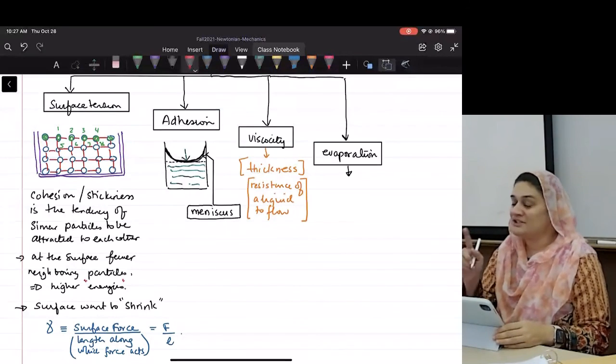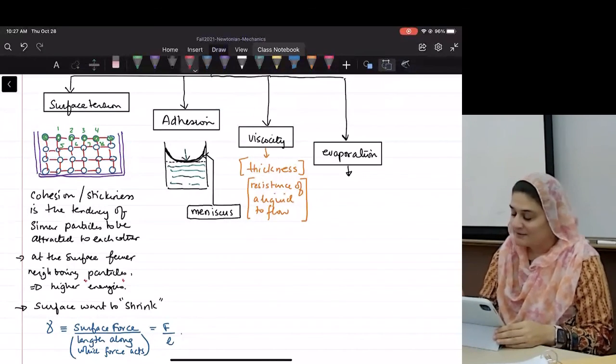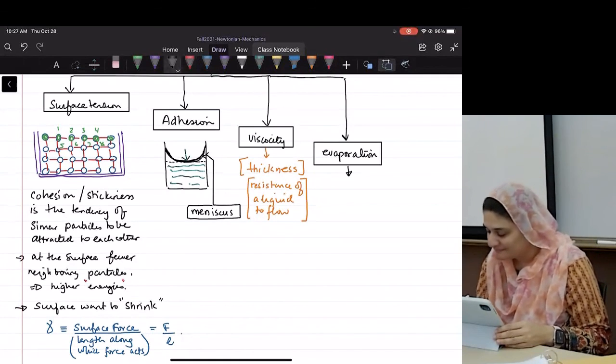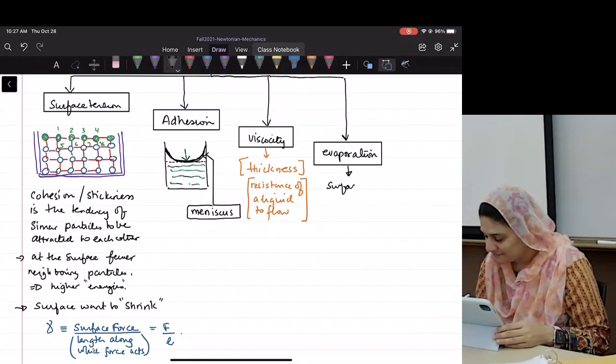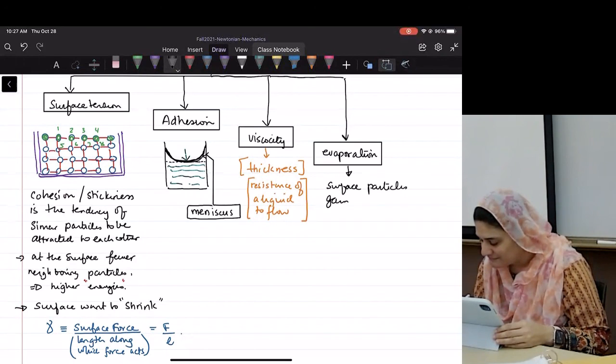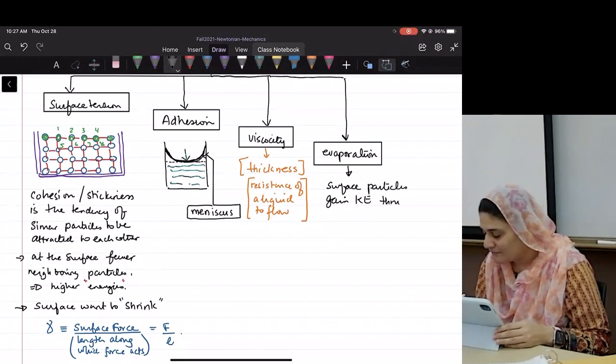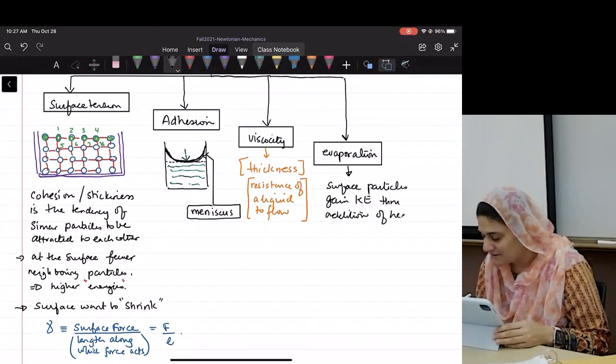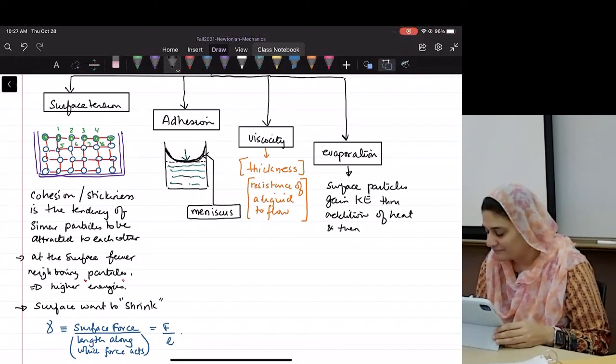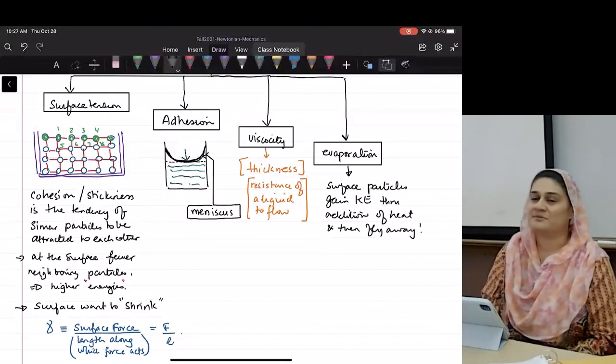Okay, so evaporation is surface particles gain kinetic energy through addition of heat and then fly away. That's good enough explanation, right?